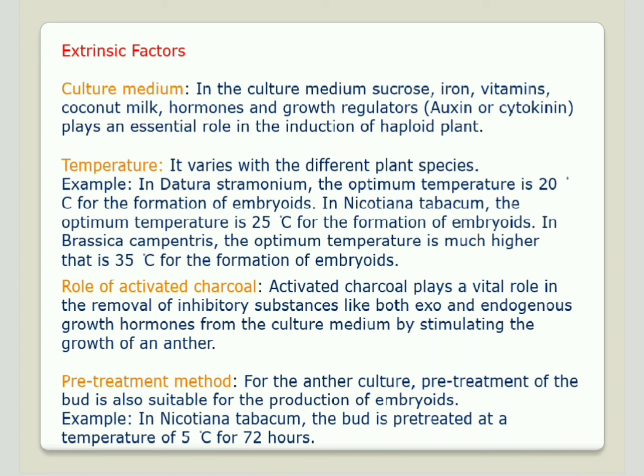Now the pre-treatment method. For the anther culture, pre-treatment of the bud is also suitable for the production of embryos. As an example given here, in Nicotiana tabacum, the bud is pre-treated at a temperature of 5 degrees centigrade for 72 hours.